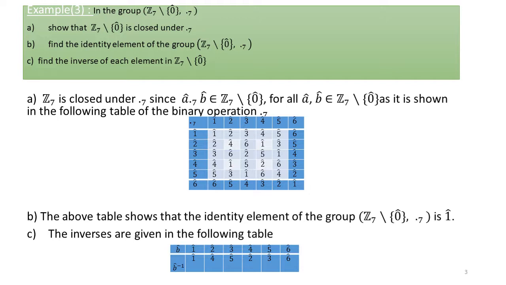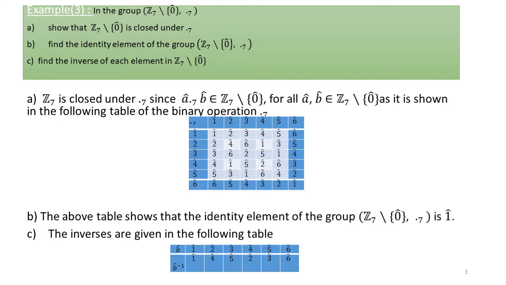Example number 3. In the group Z7 without 0, multiplication modulo 7. Number A. Show that Z7 without 0 is closed under multiplication modulo 7. B. Find the identity element of the group Z7 without 0, multiplication modulo 7. C. Find the inverse of each element in Z7 without 0.